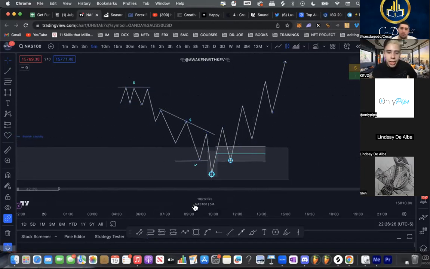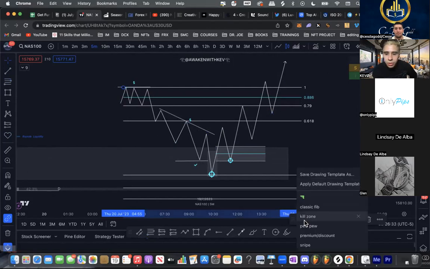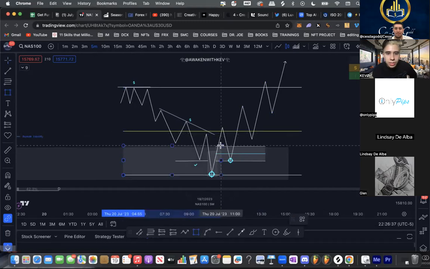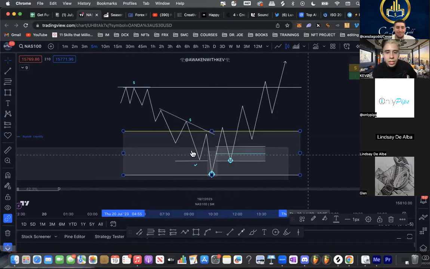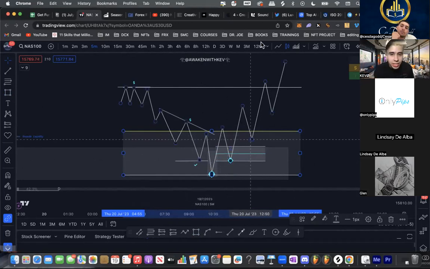But just keep in mind, you want to understand that when you're in this range, the lower you are in the range, the lower you're in discounted prices. So anything underneath this equilibrium, the 50%, this yellow line, anything underneath that in this range is considered discounted prices. So the lower you're at, the lower you're in these discounted prices, the higher probability you have that these entries are going to stick.